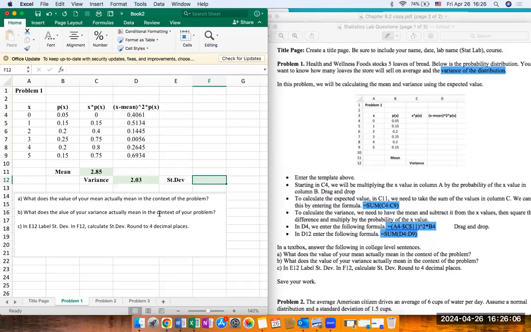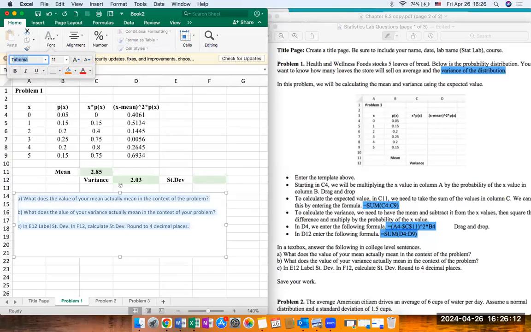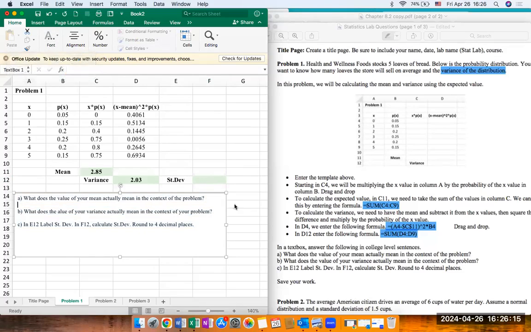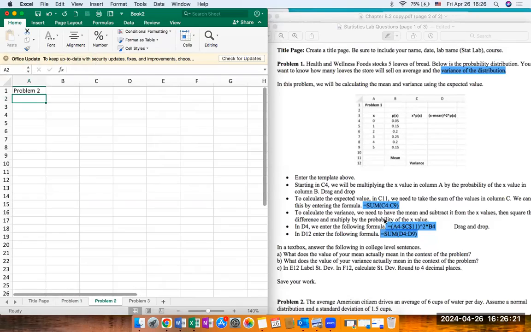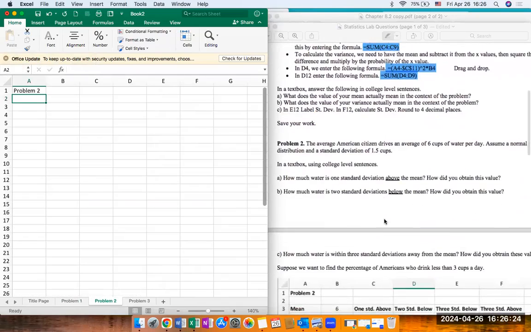So when we're talking about the context of your problem in your other questions, make sure you reread the problem to actually get the context. So reread problem 1 at the beginning. Make sure you save your work as you go, and we're moving on to problem 2.